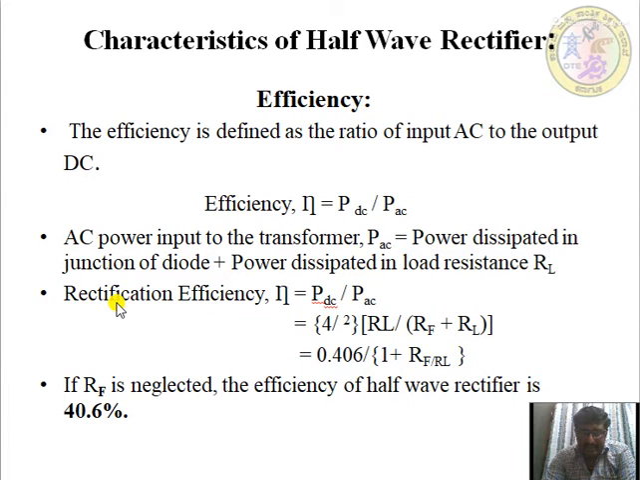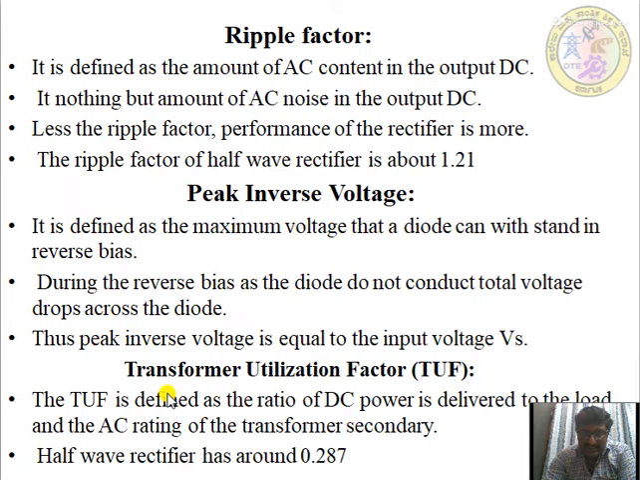The rectifier efficiency is given by PDC by PAC, which is normally 0.406 divided by 1 plus RF by RL, and RF, the forward resistance, is normally neglected. So the efficiency of the rectifier is always 40.6%. The half wave rectifier efficiency always has this standard value of 40.6%.